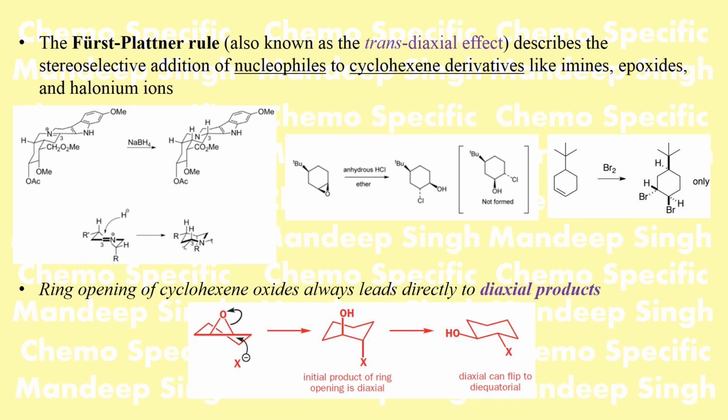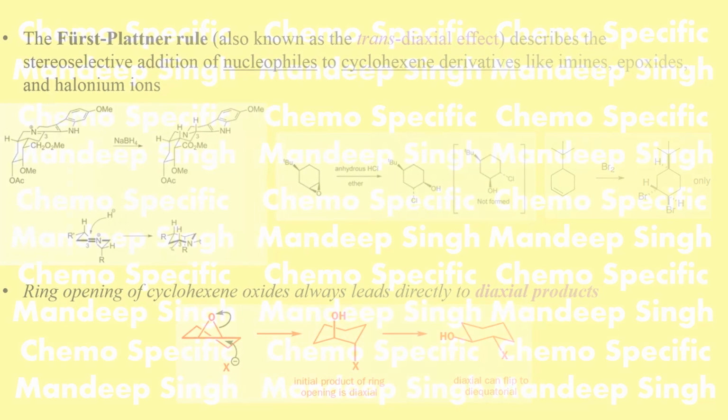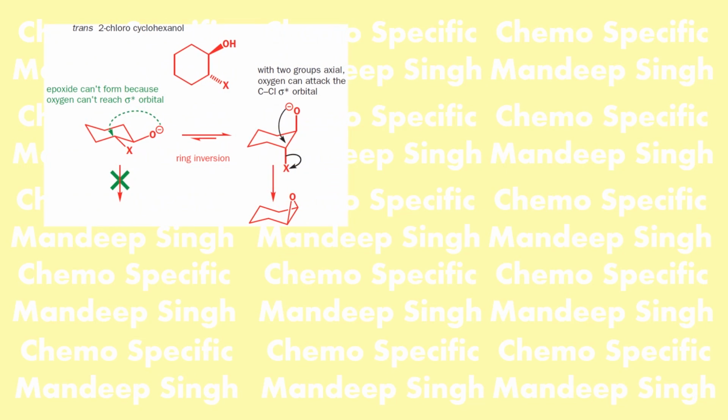Now we are going to just divert onto something different, just to understand why the trans-diaxial attack takes place. So let me take an example of how, first of all, we will learn about the epoxide opening. Let us just learn about how the epoxide formation takes place.